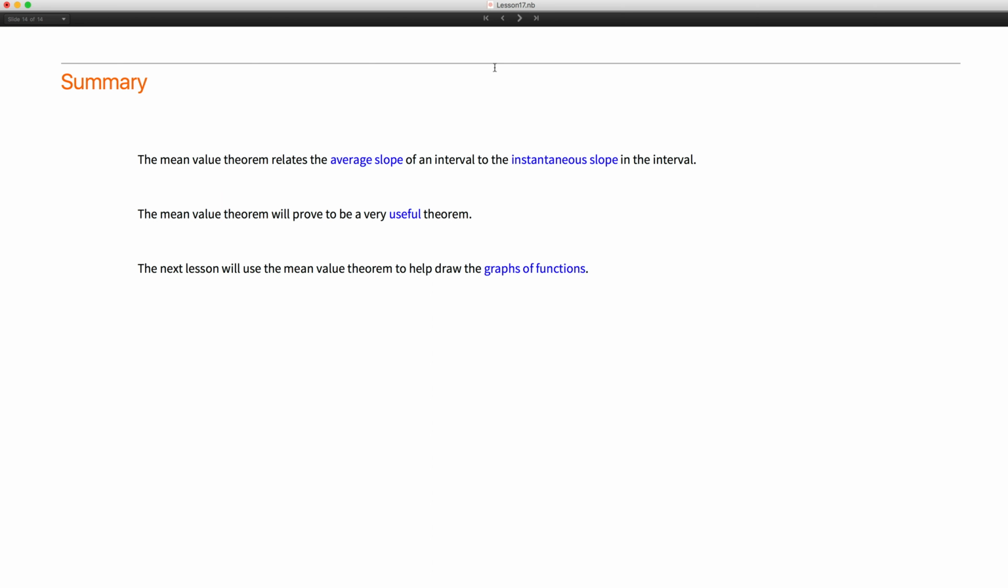Okay, so let's summarize the lesson for today. We saw that the mean value theorem relates the average slope of an interval with the instantaneous slope in the interval. Basically it says that you have a point at which the average slope is the same as the instantaneous slope. And of course, this is a very useful theorem. We saw some applications, but in the next lesson, we'll see even more, where we'll talk about the graphs of functions. That's a very interesting geometrical problem which gets solved nicely with the use of the mean value theorem and other properties of derivatives.